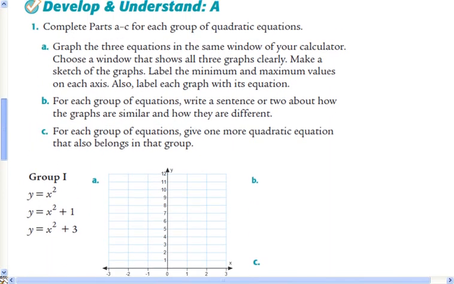this group 1 here, and what we're going to do is use our calculator to graph these equations, and then look at how they're changed and see if we can make some predictions according to what we see on our graphs. So I'm going to pause here and just get the graphing calculator set up.